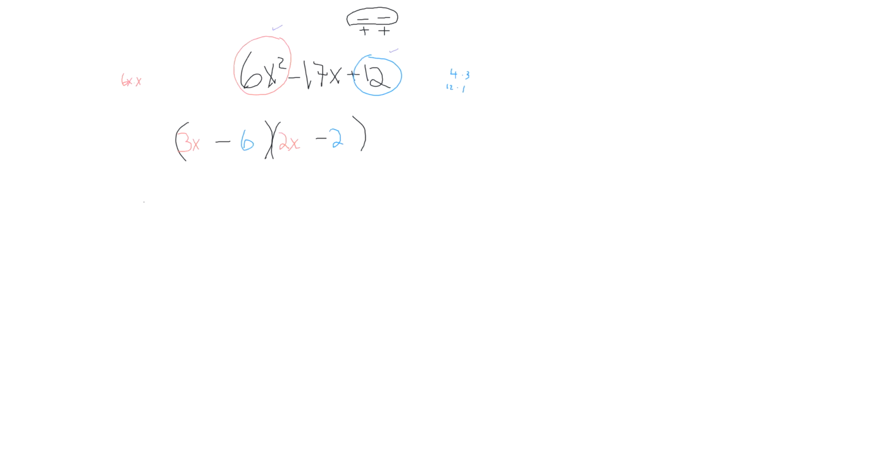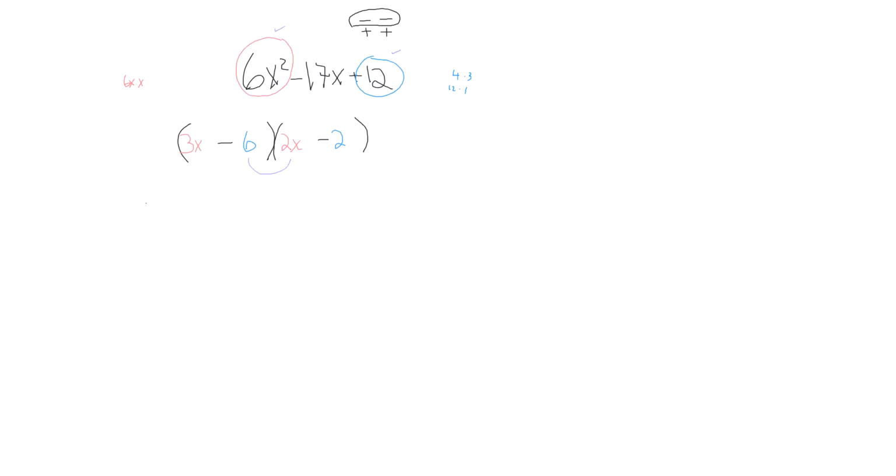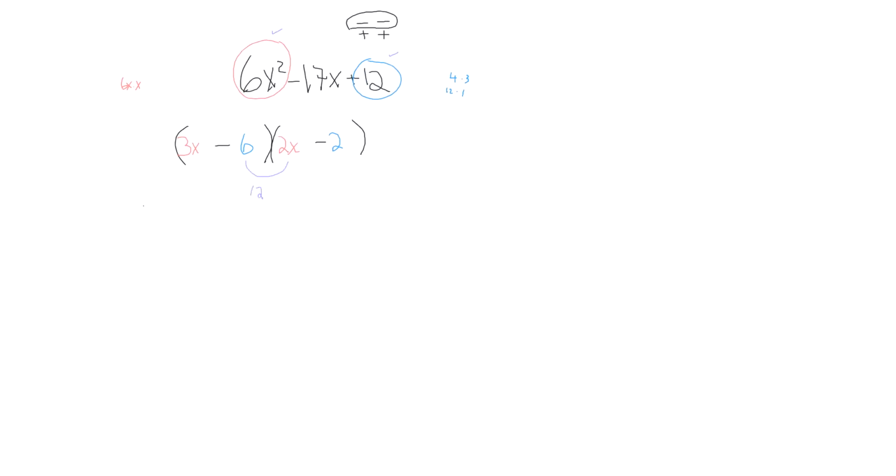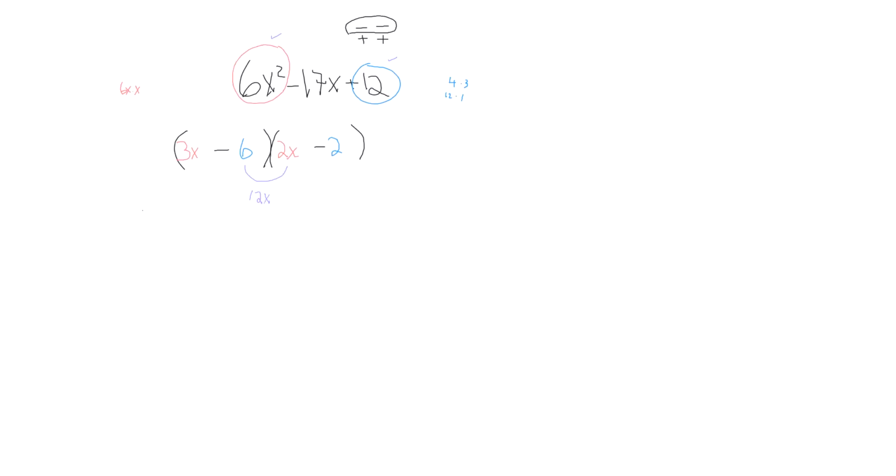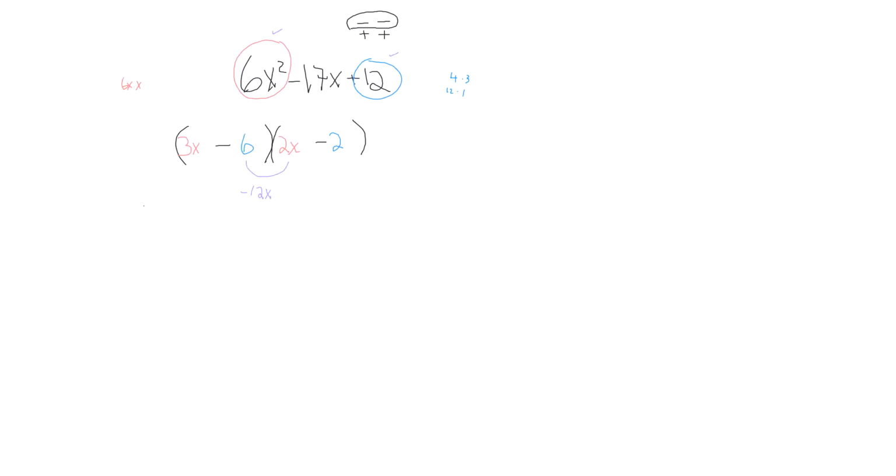Now check my middles. 6 times 2x is 12x, minus 12x. 3x times minus 2 is minus 6x. What's my middle term? My middle term according to this is minus 18x. So close. So now I have to figure out what I can switch out to still make it work.